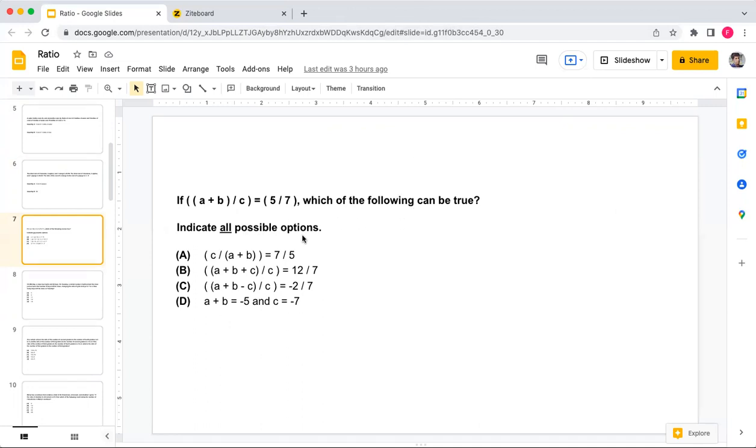Which of the following can be true? Is A possible? Yes, A is possible. Is B possible? Yes, B is possible. Is C possible? Yes, C is possible. And is D possible?